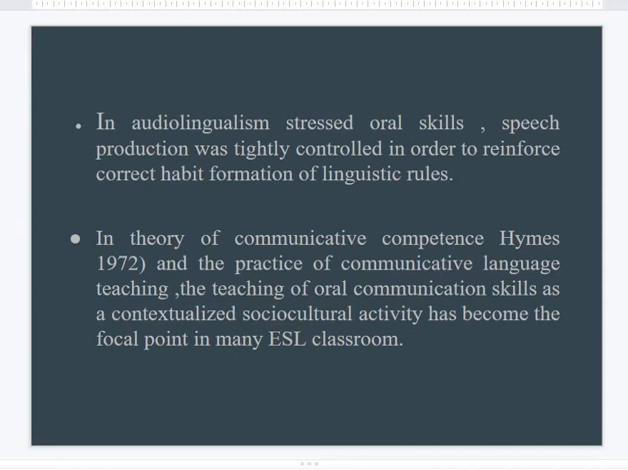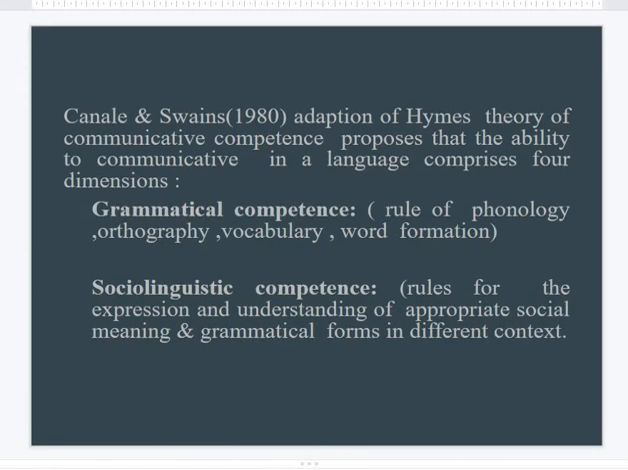So the Hymes concept of communicative competence, at the same time the teaching of oral communication skills as a contextualized and sociocultural activity, has basically in today's world become a focal point in many English as a second language classrooms. So it has become very important in today's world that focus should be given to developing the spoken and oral communication skills of the learners.